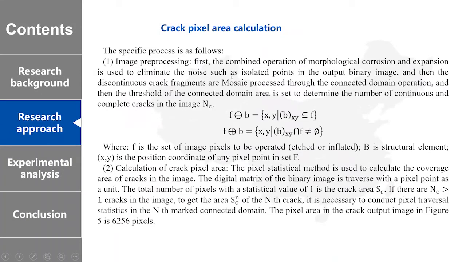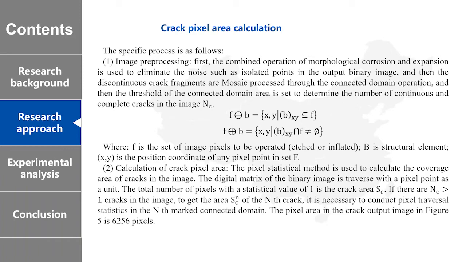The result of FSNet network segmentation is a relatively clean binary image, in which white represents the crack and black represents the background. The number of white pixels in the image is counted by digital image processing technology to calculate the pixel area of the crack automatically. The specific process is as follows.